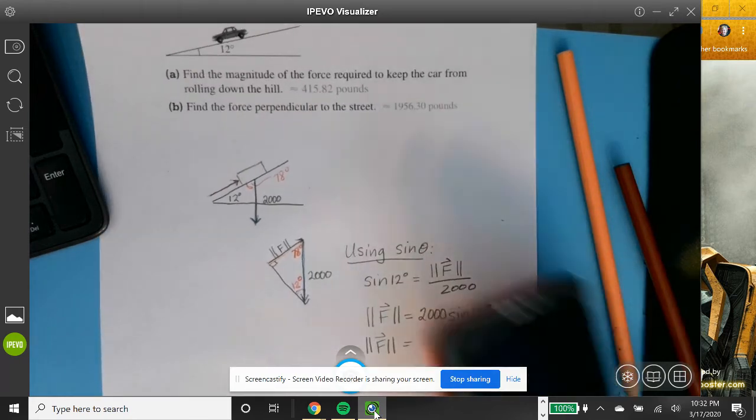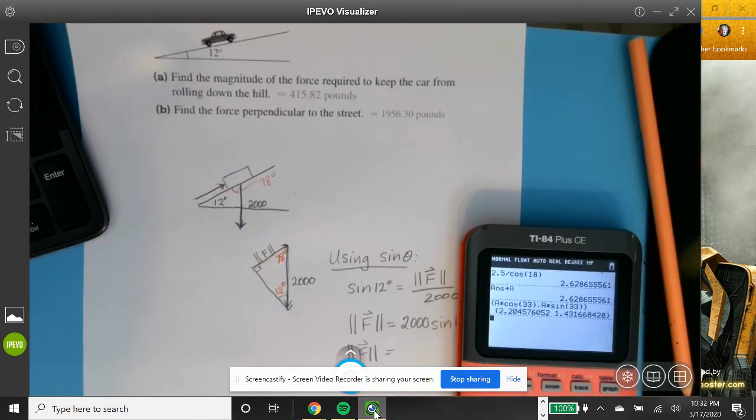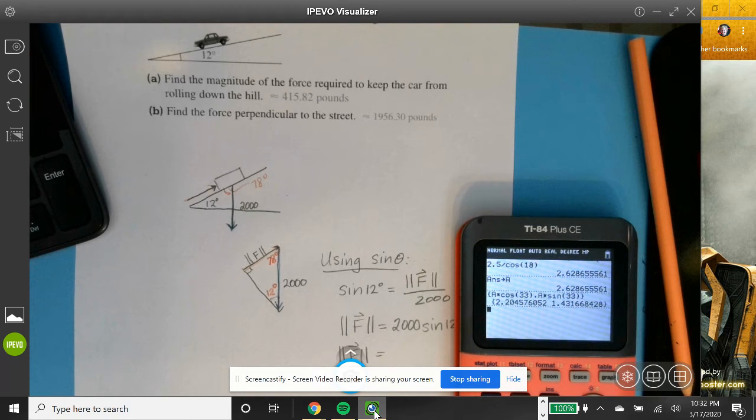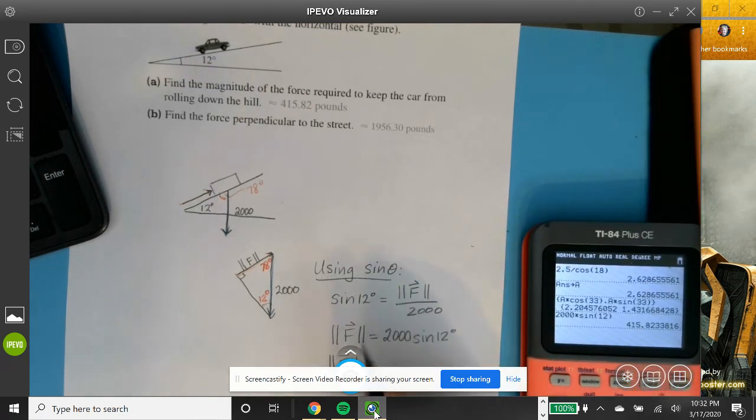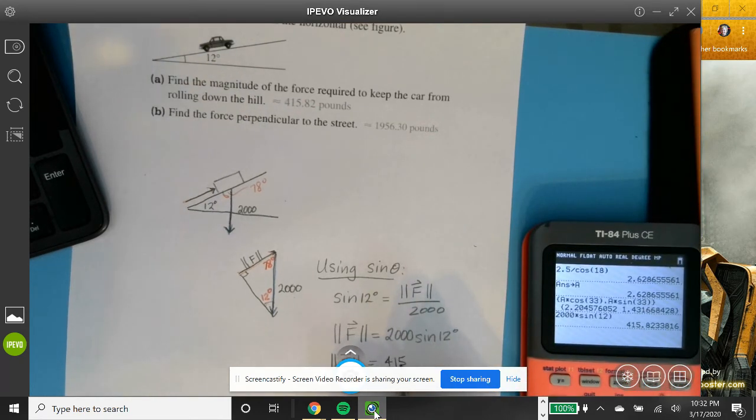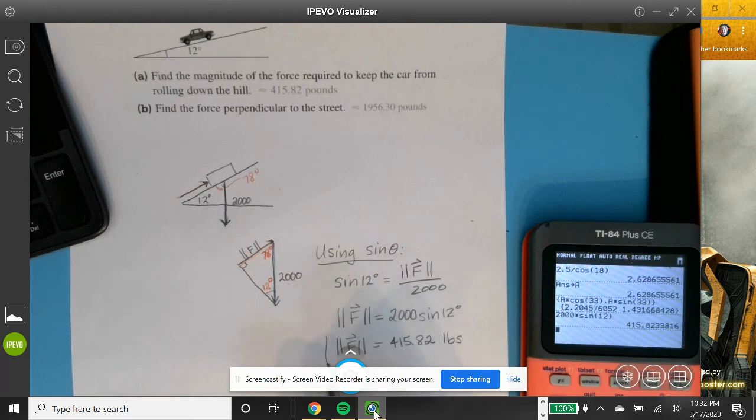Okay, magnitude of force. Out comes the big gun, the big calculator here. So we're going to go 2,000 times the sine of 12 degrees, and we get 415.82 pounds. Now this has to be in pounds because the car is in pounds. That force was given in pounds. All right, so it looks like that's part A.